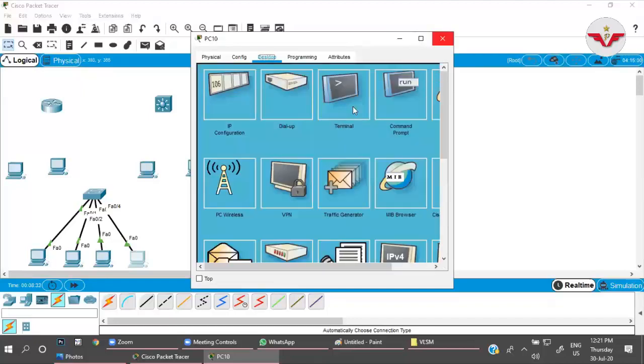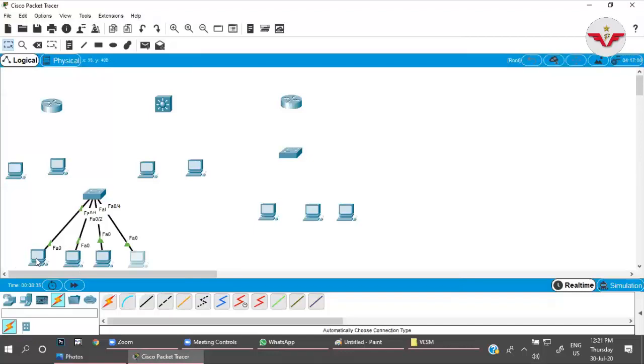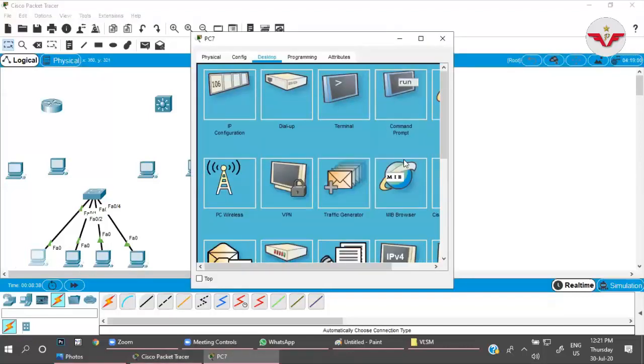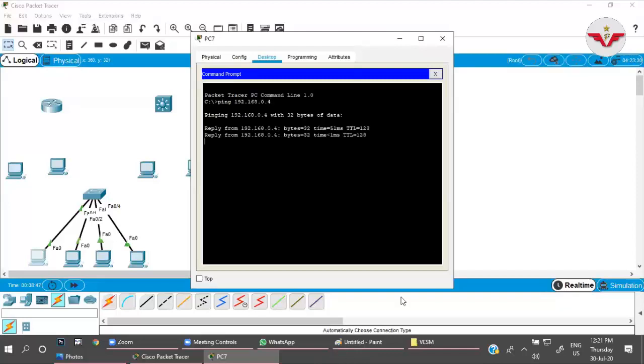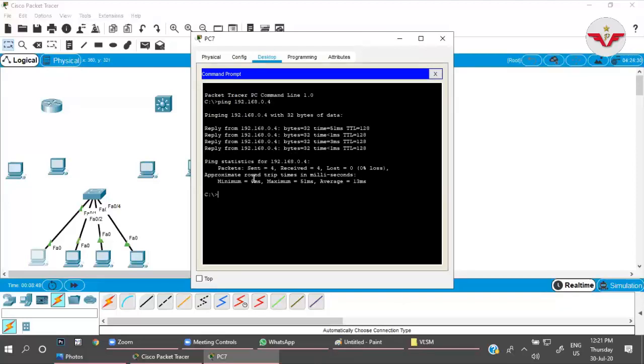Okay, now I have 4 PCs, 1, 2, 3, 4. Let us try to communicate between each other. So I am on the first PC. I'm just trying to ping 192.168.0.4. Okay, it's communicating, right? No router required. The connectivity is done between each other in the local area network without any router, right?